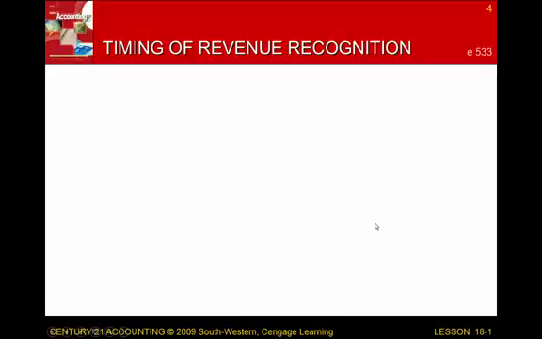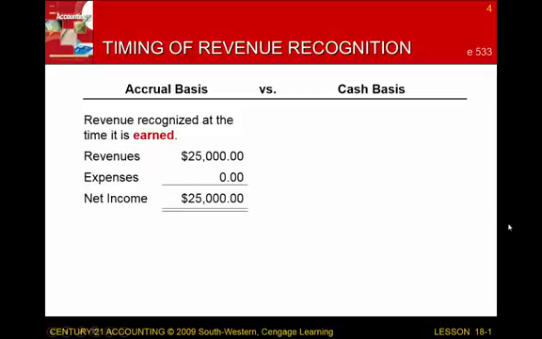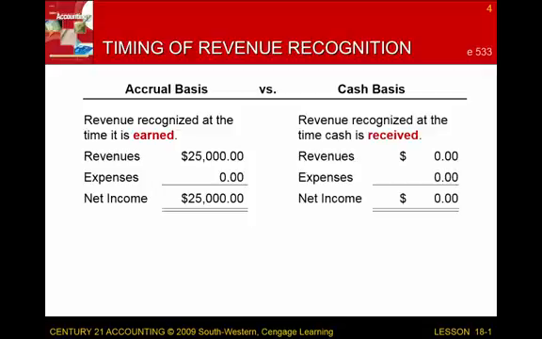So when we take a look at accrual versus cash, basically the main difference is going to be the timing of when things are going to be recorded. When we take a look at this information here for the Lomax Corporation, you can see under the accrual basis we have a net income of $25,000. Under our cash-based business, we have a net income of $0.